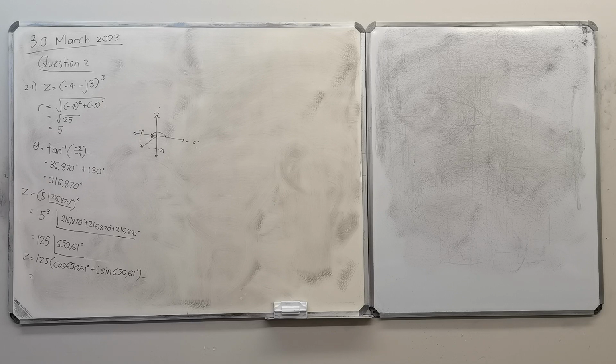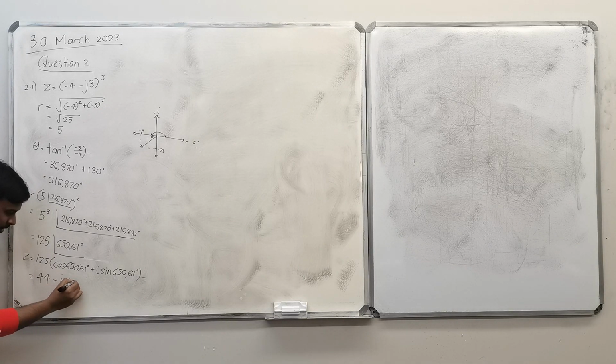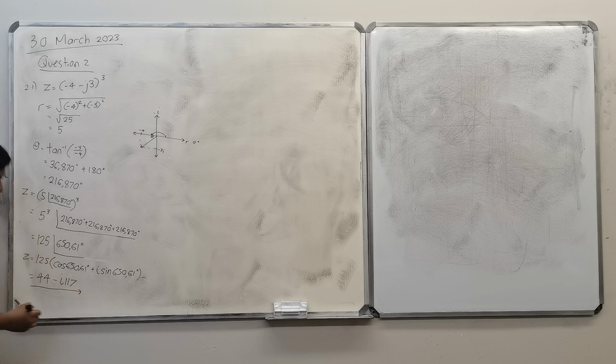The first one is 44. I think it's 44.000. Yeah, so that's fine. And then the next one, you're going to end up with minus 116, I think it comes to minus 117 if you round it up. That's your answer. Do you understand what I did? Okay?